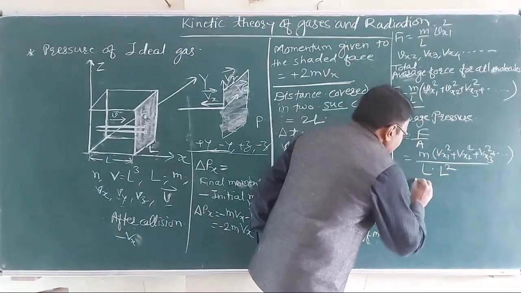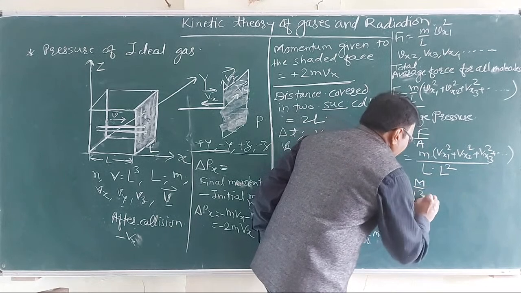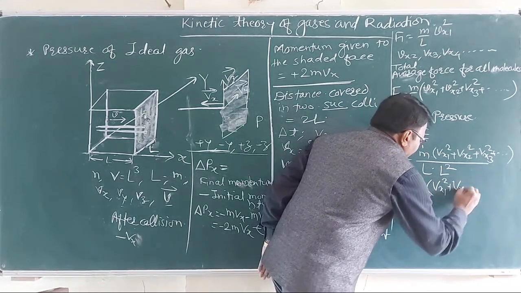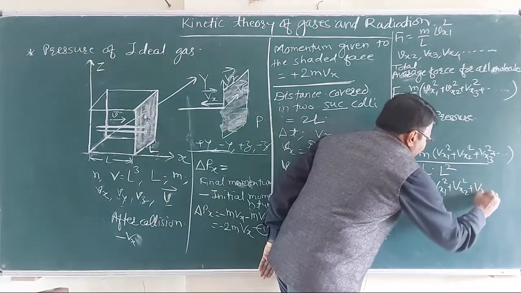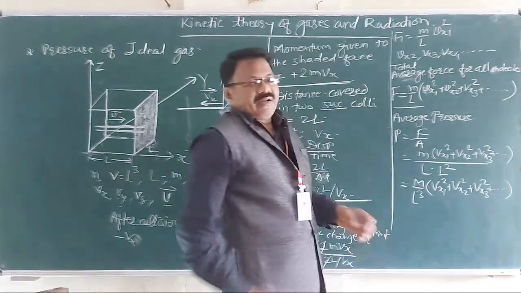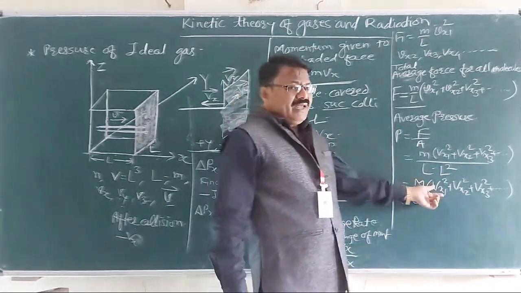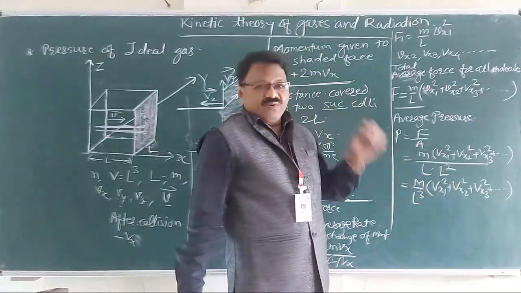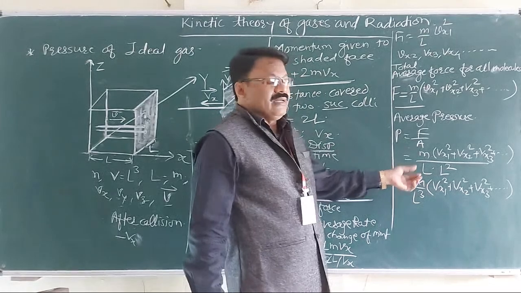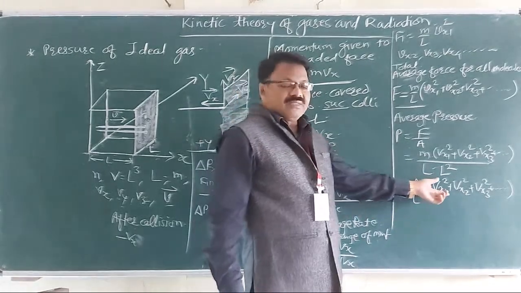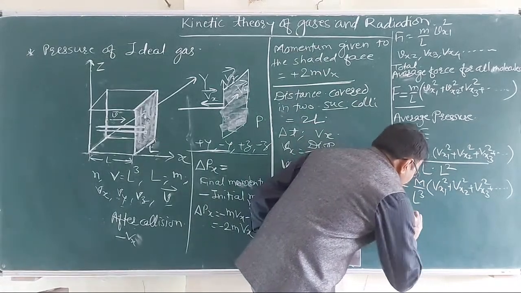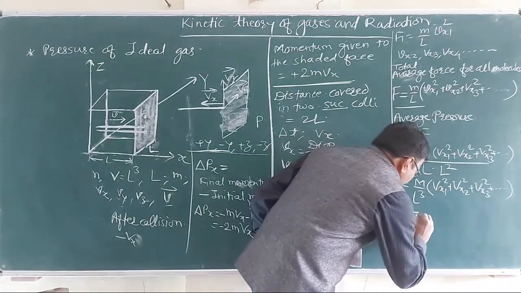From this we get m upon L cube into (Vx1 square plus Vx2 square plus Vx3 square plus ...). But we can find the mean of these squares of velocity. Actually, this is the mean square velocity.